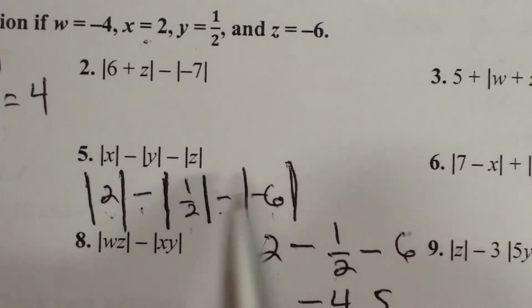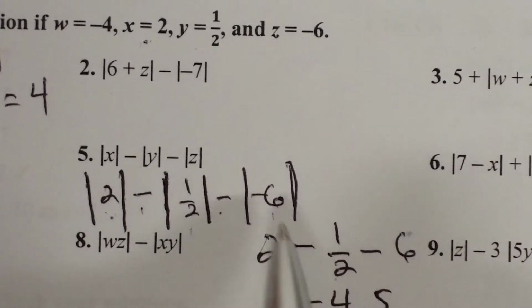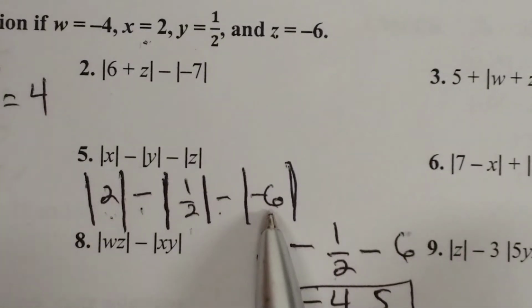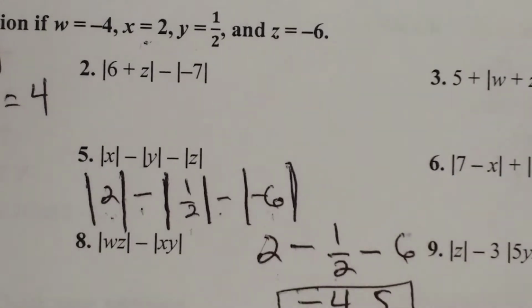Now, remember, I've already taken the absolute value. Once you take the absolute value of a number, you don't need the bars anymore. That's how my final answer ended up being a negative. But when I'm taking the absolute value of a number, that's going to end up being a positive.